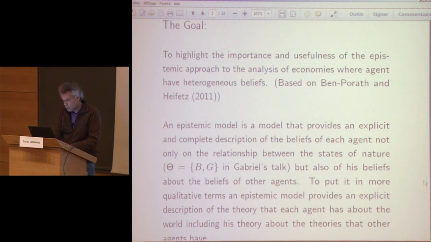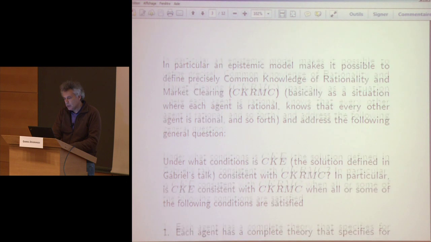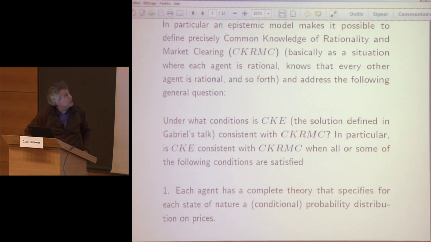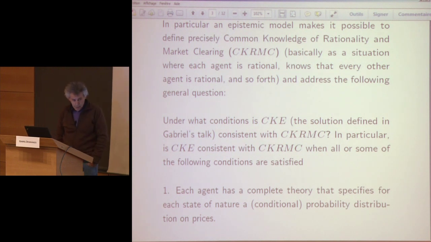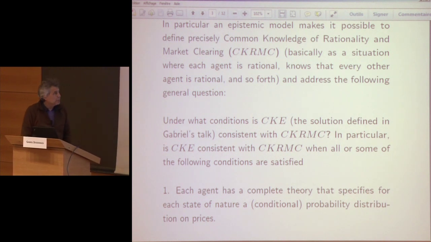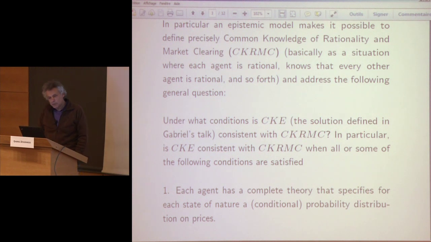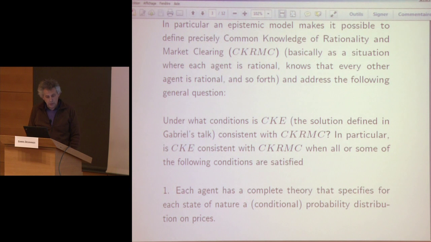So what does this description buy us? When we have an epistemic model, we can define precisely common knowledge of rationality and market clearing. Basically, it's a situation where each agent is rational, believes that every other agent is rational, and so forth. And we can examine and explore in a precise way under what conditions a common knowledge equilibrium, which is the term I'm using for the solution that Gabriel presented to us, a term Gabriel used in another paper, is indeed consistent with common knowledge of rationality and market clearing.